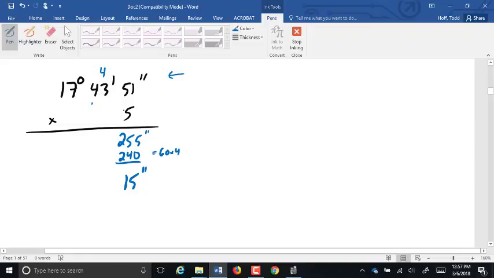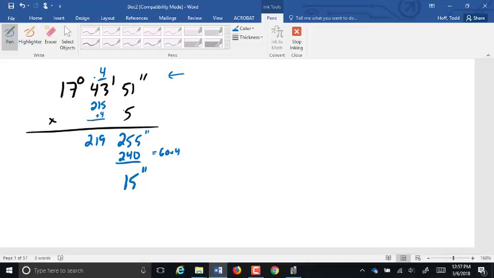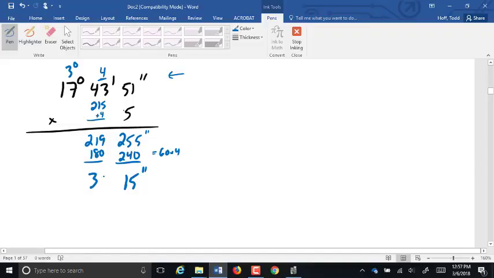Now I have 5 times 43, which is 215. What do I still have to do to it? Add the 4 that I carried. 5 times 43 is 215 plus 4. What's that? Yeah. So we've got 219. What do we do with that? Okay, we can get 3 degrees out of that, which 3 times 60 is 180, which leaves us with 39 minutes. Now we got 5 times 17, which is 85. So is it 85 degrees? What do we still have to do? Add the 3. 88 degrees. 88 degrees, 39 minutes, 15 seconds.